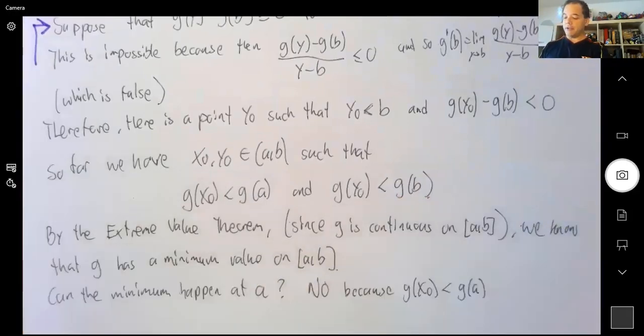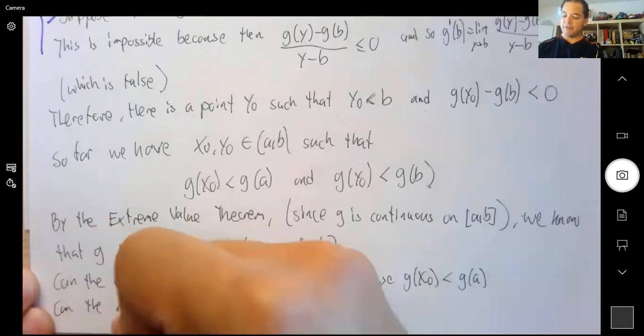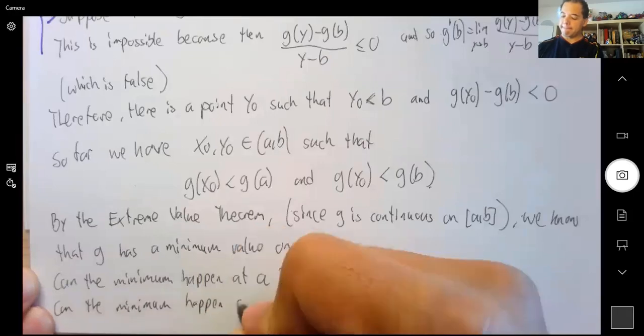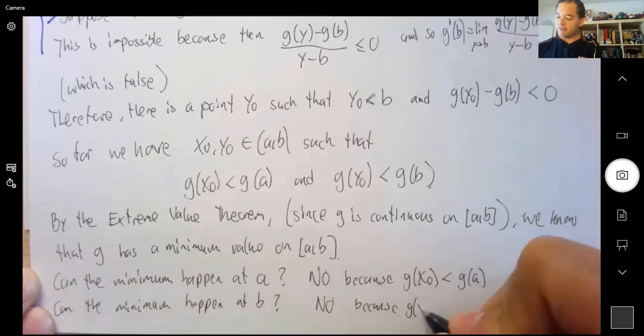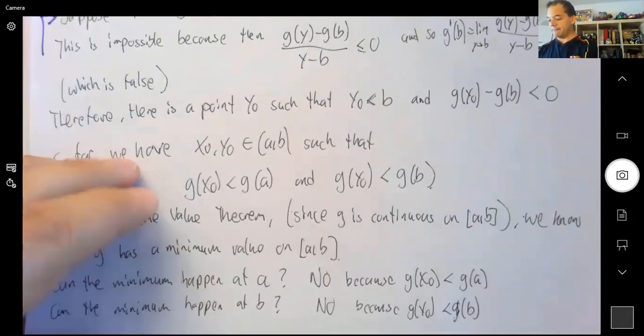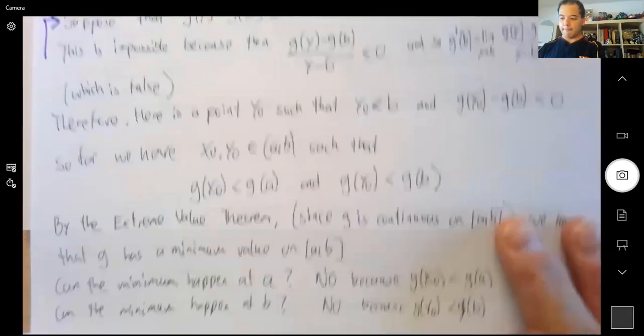Can it happen at B? Nope, same reason, right? And that's why we were doing all this work. No, because g of y0 is less than g of B. That's the entire reason we were doing this. So if the minimum doesn't happen at A and it doesn't happen at B, it doesn't happen at the endpoints, then the minimum must happen in between, right? That's the only conclusion.